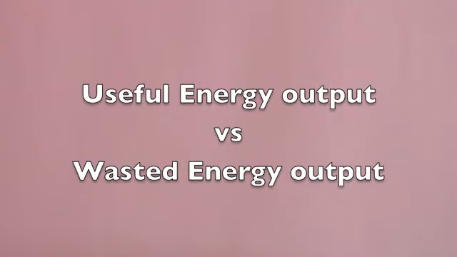But although energy is never lost, we have to make the distinction between useful energy and wasted energy. Consider a light bulb. When you switch on the light bulb, what you want it to do is to give you light. What it will also do is to give you heat, and that isn't usually what you want. So the light is the useful energy, the heat is the wasted energy.